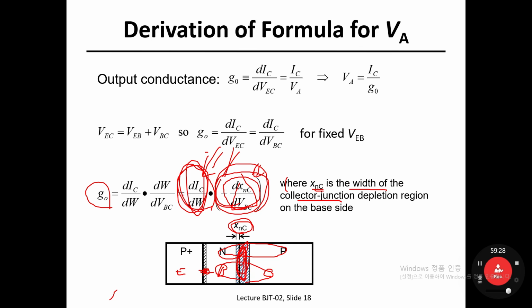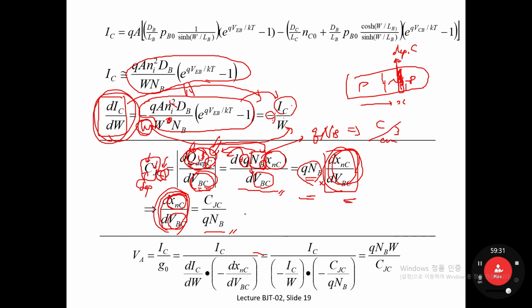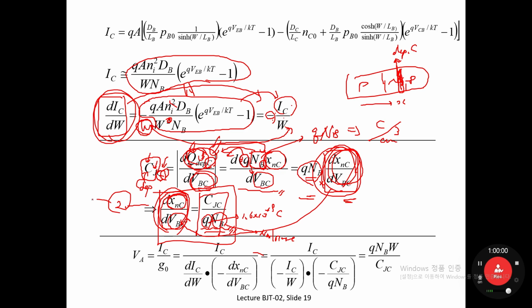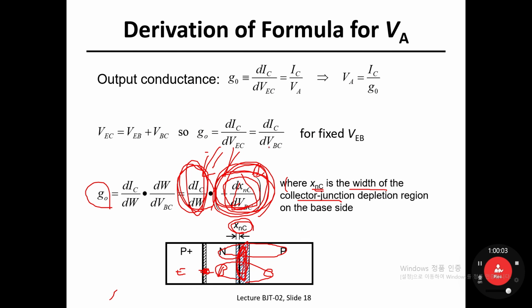Now let's rearrange all the terms with respect to this guy. Then you're going to end up with the junction capacitance C_jC divided by Q times N sub B. Definitely this Q is 1.6 times 10 to the minus 19 coulomb, and N sub B is the acceptor concentration in base. So this is number 2, and plug it in here.